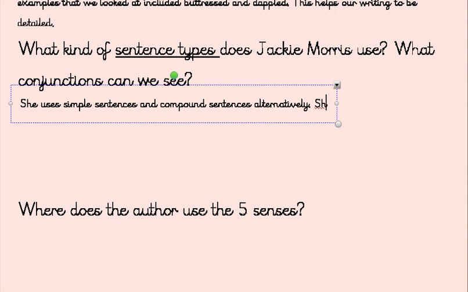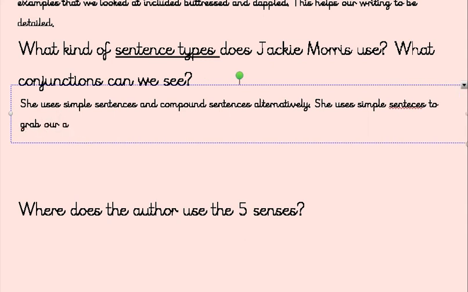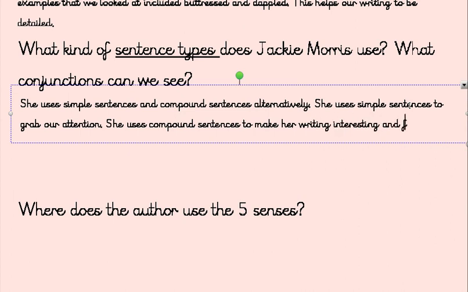So she uses simple sentences to grab our attention, like a short, snappy sentence to grab the reader's attention. And then she uses compound sentences to make her writing interesting and different. And so she uses them alternatively, basically to make her writing more interesting and different.